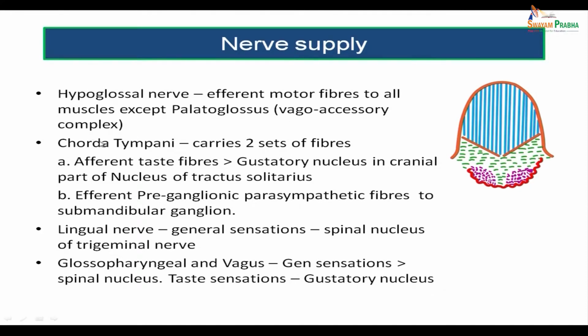The chorda tympani, remember, carries two sets of fibers. One set of fibers we have just now discussed: the afferent taste fibers are carried by the chorda tympani to the gustatory nucleus in the cranial part of the nucleus of tractus solitarius. So, these are afferent taste fibers, that is, the taste sensations are going from the tongue to its nucleus, the gustatory nucleus and the nucleus of tractus solitarius.